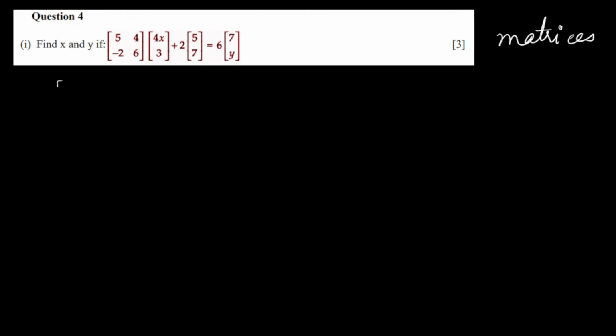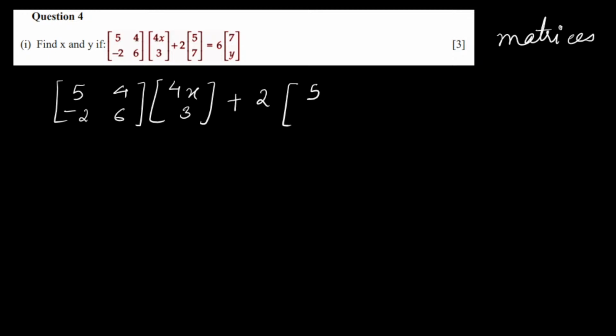So on the left hand side, if you see, we have 1, 2, and here also 3 matrices. And on the right hand side we have 1 matrix. So what we will do, we will solve the matrices of the left hand side and convert it into a single matrix. Then we'll compare and we can find the value of x and y.